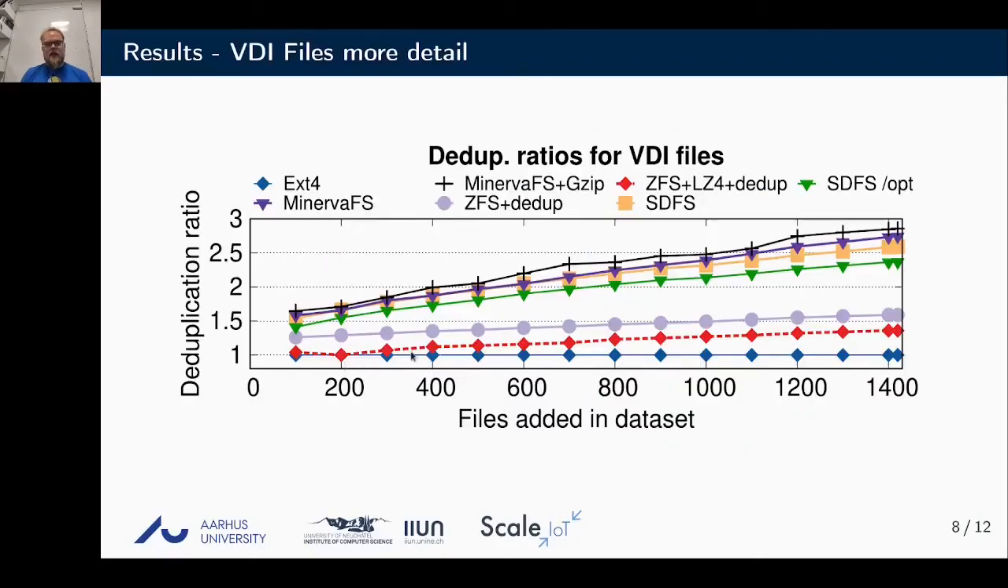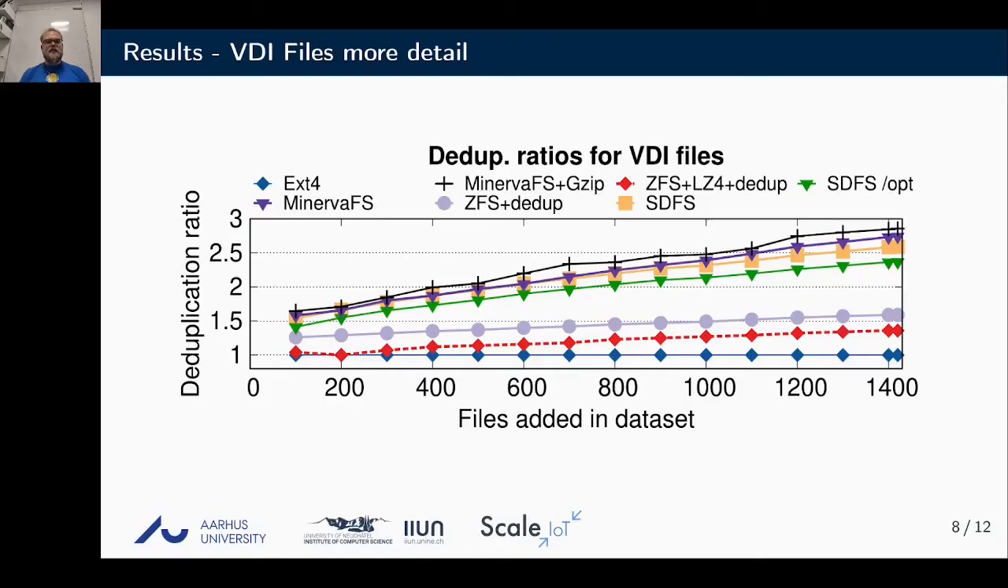As we can see, ZFS with LZ4 and dedup provides a lower deduplication ratio than just the deduplication version of ZFS. Why is this? Well, this is because of how ZFS does it. It compresses first and then provides deduplication. This is actually bad for deduplication because the compression removes duplicates and thereby lowers the probability of finding duplicates.